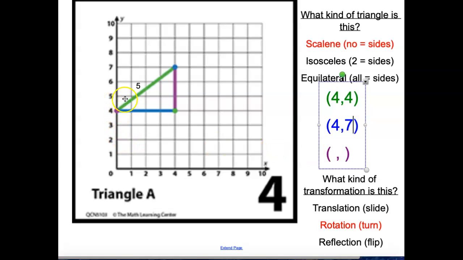Now, lastly, let's try our purple point. Starting from 0, how many over and how many up do you need to move to get to the purple point? This one could be a little bit tricky. Pause the video and play when you are ready for the answer. If you said 0, 4, you are correct. We had to move over 0 spaces and then up 4 spaces to get to the purple point.